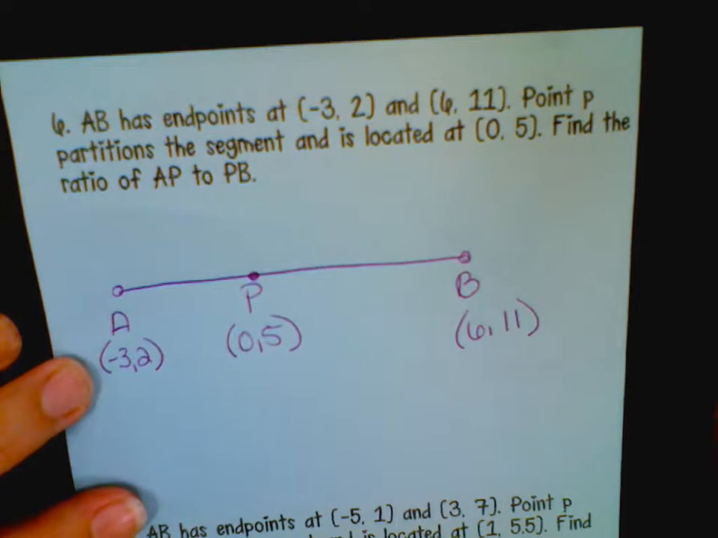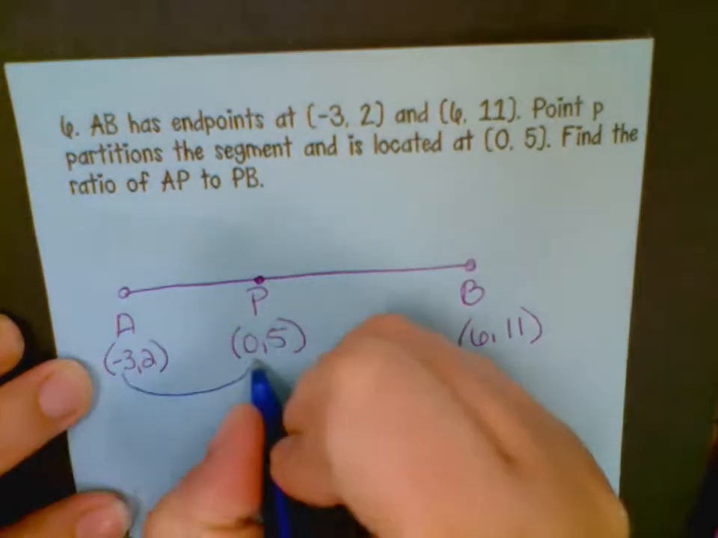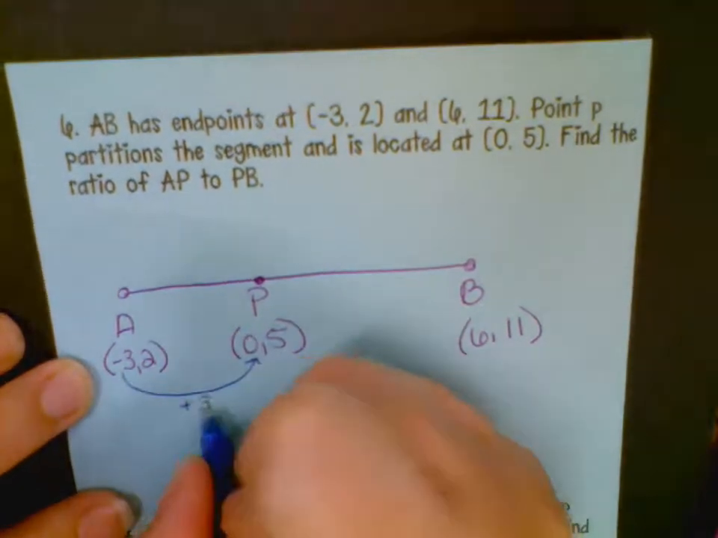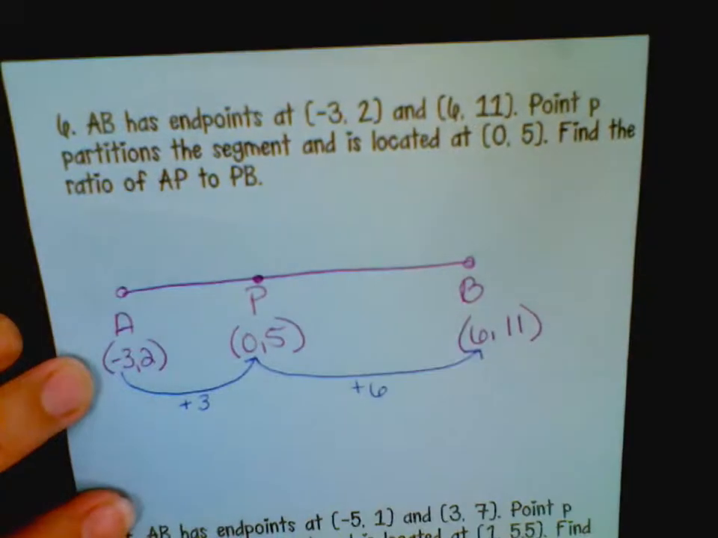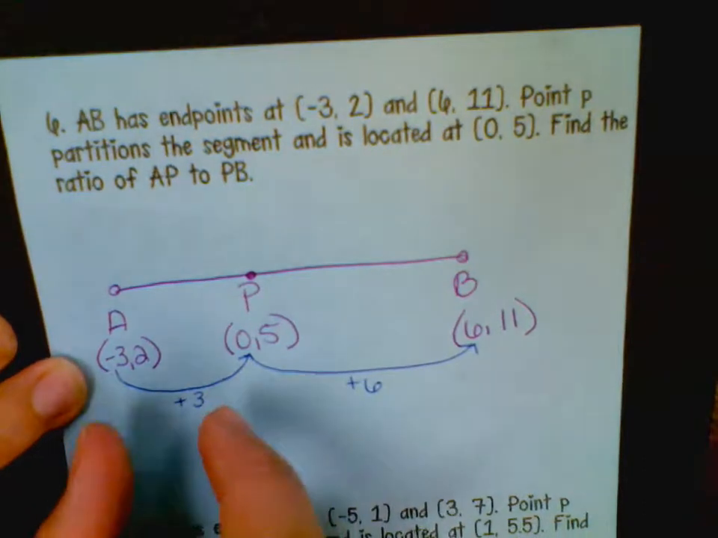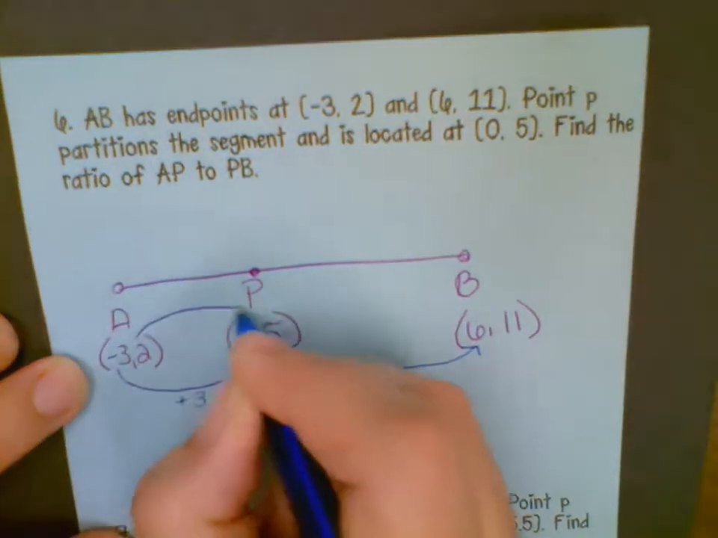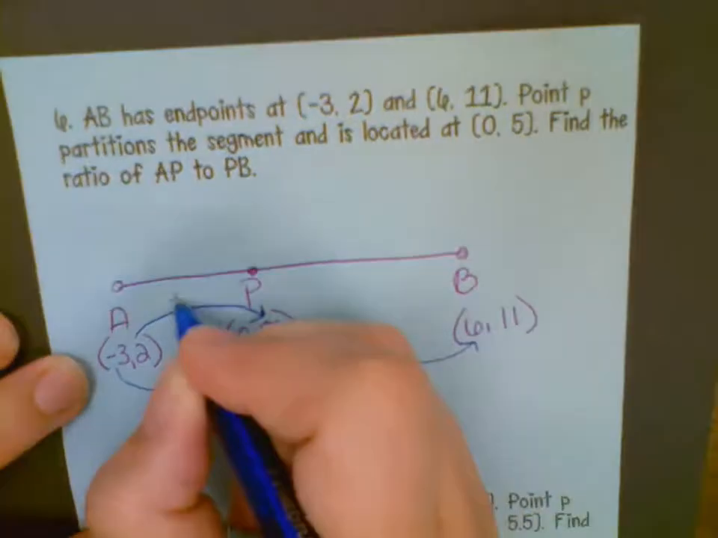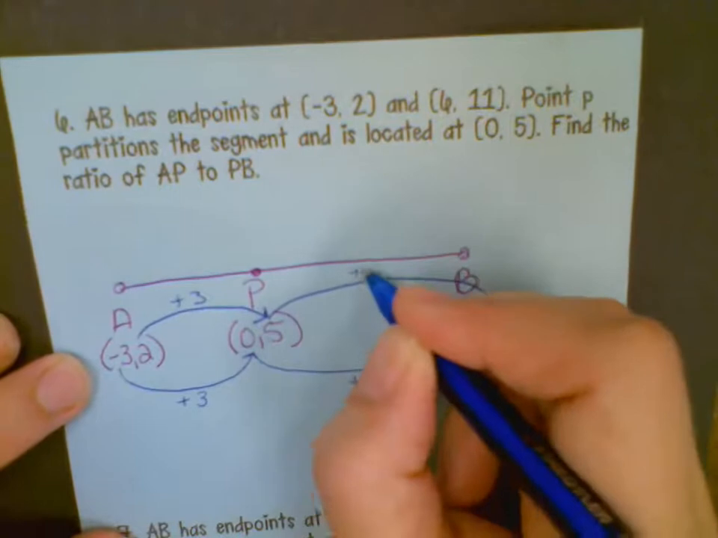Okay, so we're going to do the same thing and see how much they're changing. So if I look at my x coordinates, to get to here, I add 3. To get to here, I would add 6. So it looks like it's doubling. So 3 to 6, what do we reduce? We'll talk about that in a second. So let's talk about our same thing for the y's. So to get from here, I added 3. To get to here, I added 6.